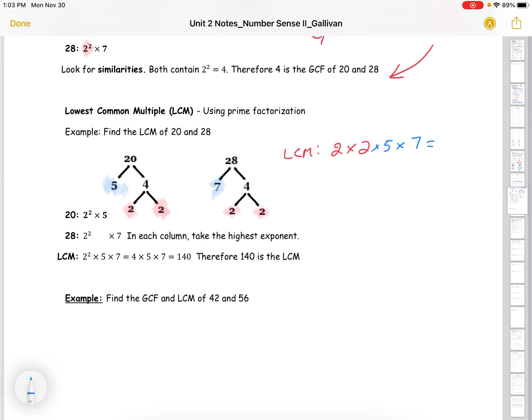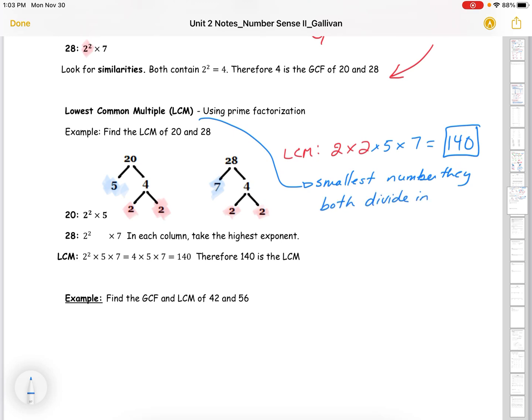2 times 5 times 7. 140. And if I want to check that, make sure it is a multiple, I can go 140 divided by 20, and it goes in 7 times. And I go 140 divided by 28, and it goes in 5 times. Okay, that's the smallest number they both divide into.